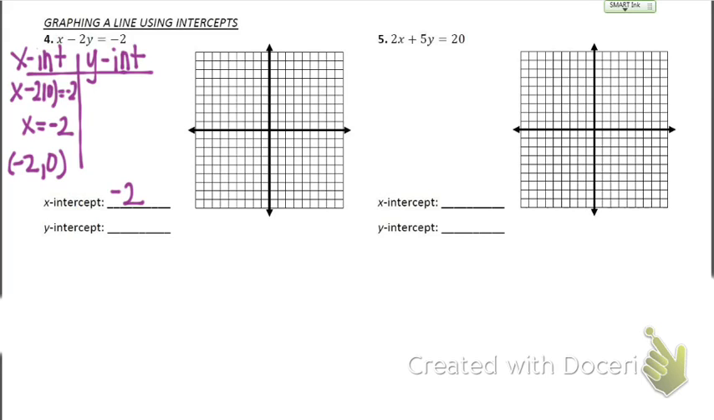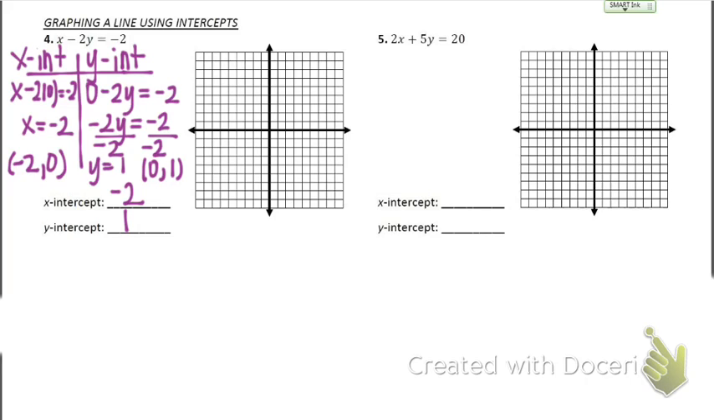My y-intercept is where x equals 0. So that's going to be 0 minus 2y equals -2. So -2y equals -2. Divide both sides by -2. So y equals what? +1. So my y-intercept is at 1, and that's the point 0, 1. Okay? That was kind of fast.